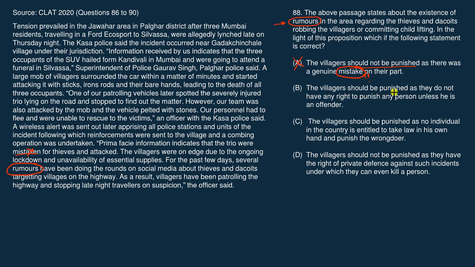The villagers should be punished, as they do not have any right to punish any person unless he is an offender. I think this first part is fine. You will agree, villagers should be punished, but the reason given has got a problem. Unless he is an offender. So if he is an offender, it's okay. The villagers should not be punished, but the reason says the villagers having a right to punish any person unless he is an offender makes no sense. The villagers should be punished. That makes sense. As no individual in the country is entitled to take the law into their own hands and punish the wrongdoer. This makes sense. So this is much more logically answering the question.